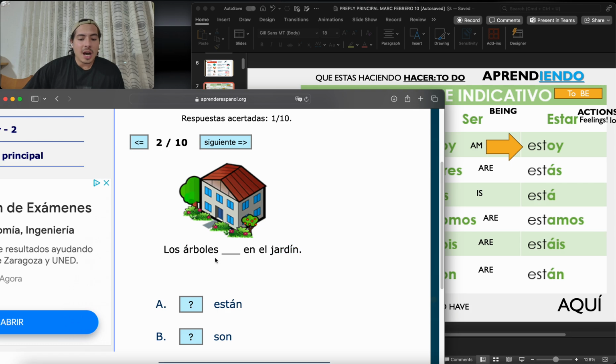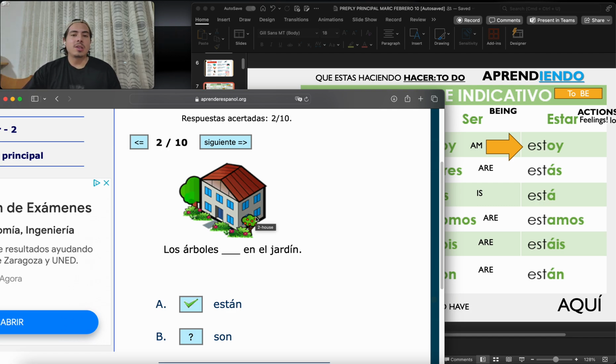Anyway, los árboles son or están. Let me give you a few seconds to guess. I hope you answer correctly. Well, están. Why están? Easily, because we're talking about location. Where are they? Los árboles están en el jardín.